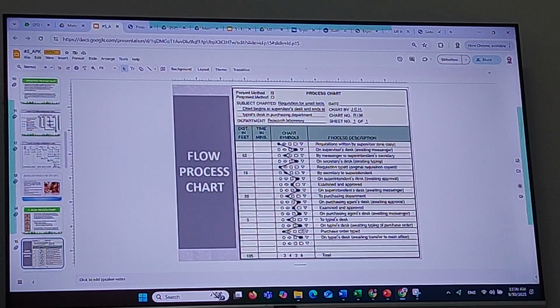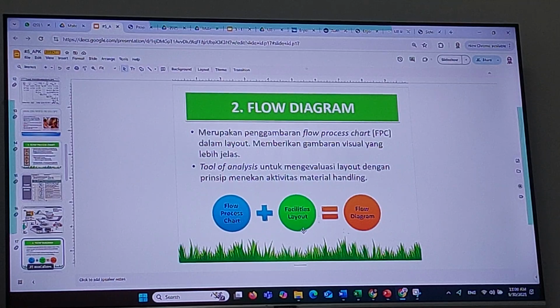This is the flow process chart. But it means that this is like a serial process. It cannot be done for a parallel process. Understand? And then for the next is flow diagram.